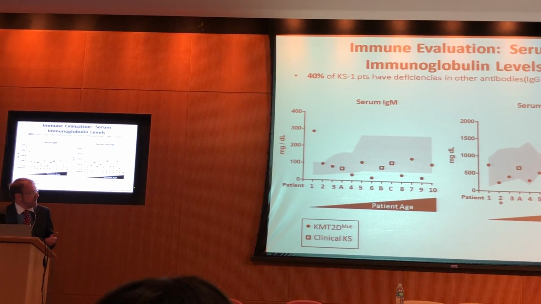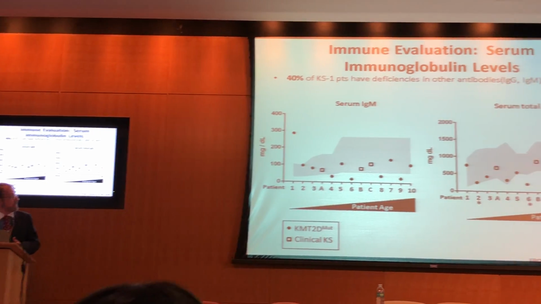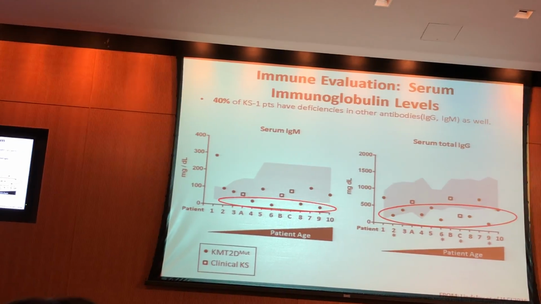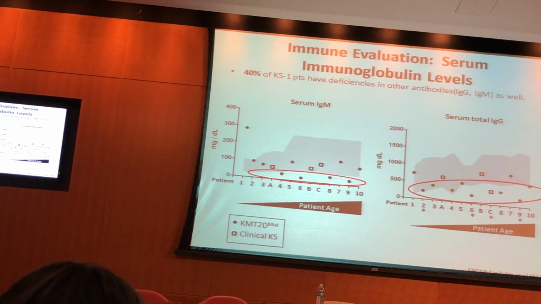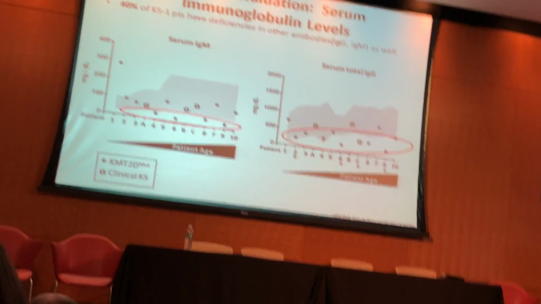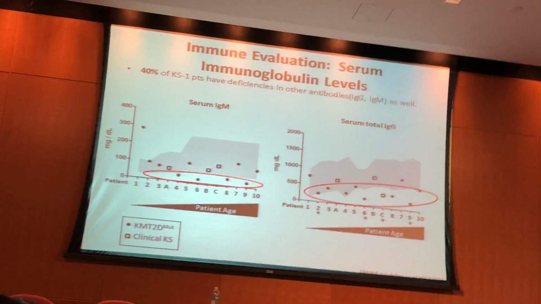In addition, some patients, about a third of patients, will also have problems making other forms of antibody like IgM and IgG. These are patients, especially those that have low IgG, that benefit from IgG supplementation through either subcutaneous therapy or via the IV form.